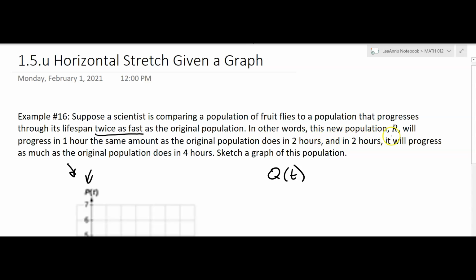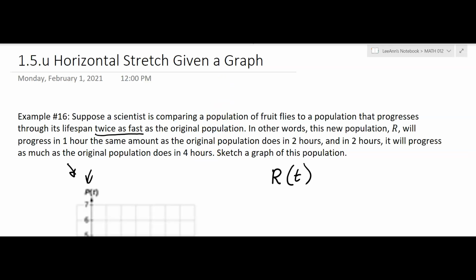In other words, this new population R, they call it R. Okay, so I guess I don't get to call it Q of t. I'll call it R, like it says. Will progress in 1 hour the same amount as the original population does in 2 hours. In 2 hours, it will progress as much as the original population does in 4 hours. Sketch a graph of this population. So ask yourself, do you think this is going to be a stretch or a compression?